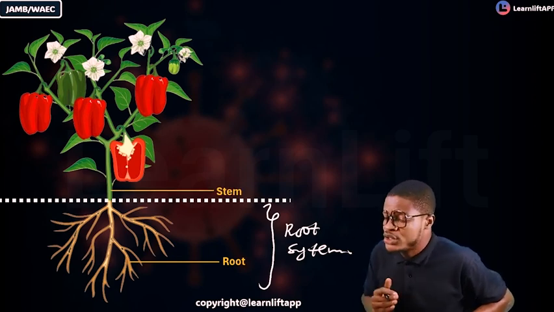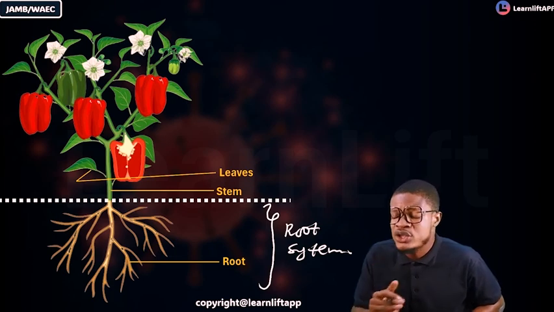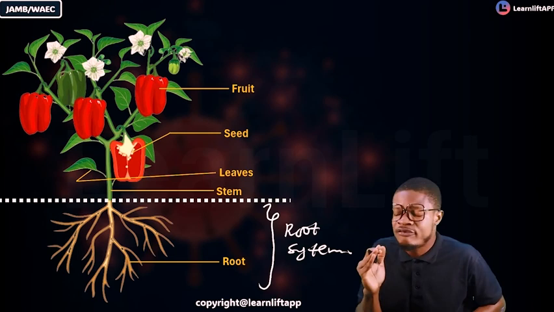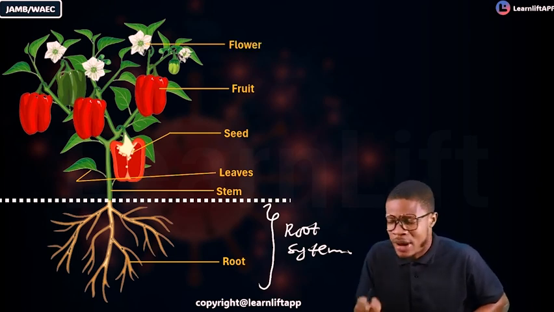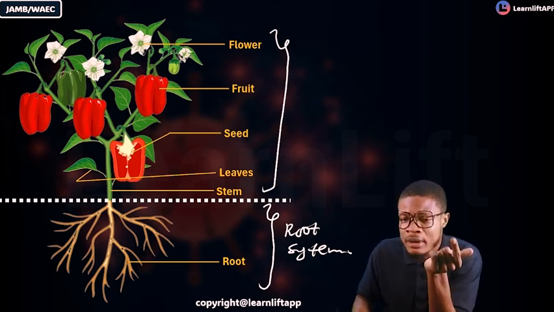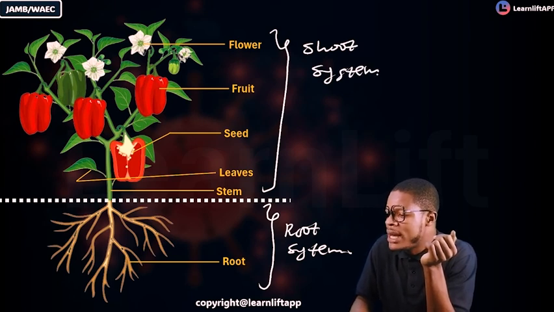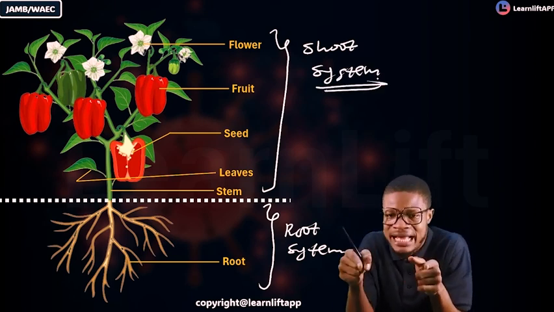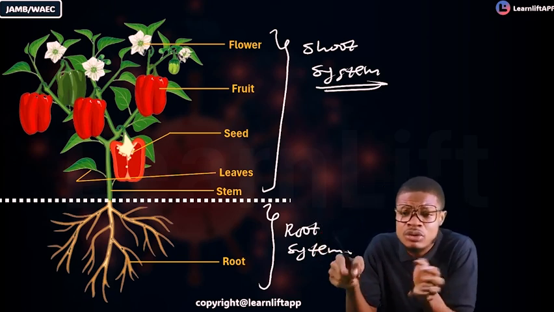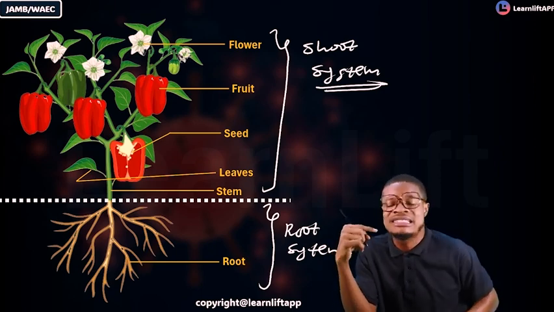Number one, you have what is called the stem. The stem is a component of the shoot system. Number two, we have what is called the leaves. Number three, the seed. Number four, the fruit. And number five, the flower. When you see the whole of these put together, what will they form? They will form what is called the what? The shoot system. So how many systems do we have in your plant? Two. The root system and the shoot system. What makes up the root system is the roots. What makes up the shoot system? Your stem, your leaves, your seed, your fruits, and your flower.